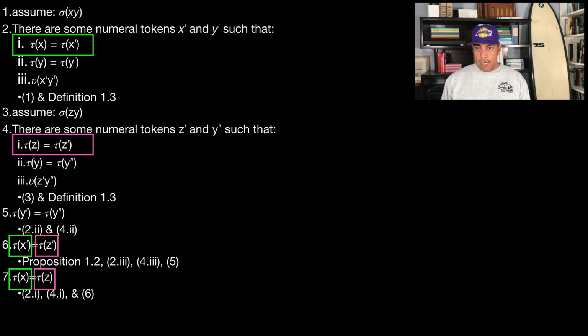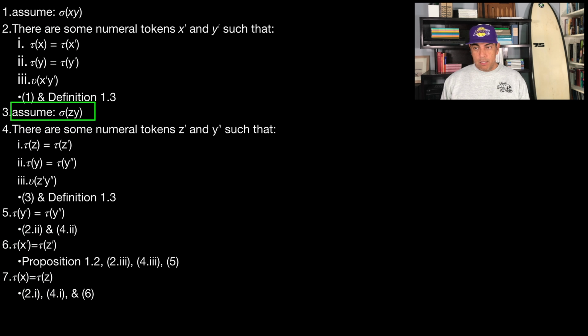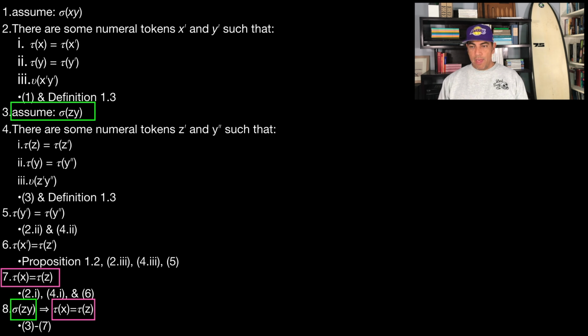Well, but think about that. That means we assumed that sigma zy, and we showed that it must be the case that x and z are the same numeral type. Oh, that's exactly what we wanted, right? Sick. If sigma zy, then tau of x equals tau of z.